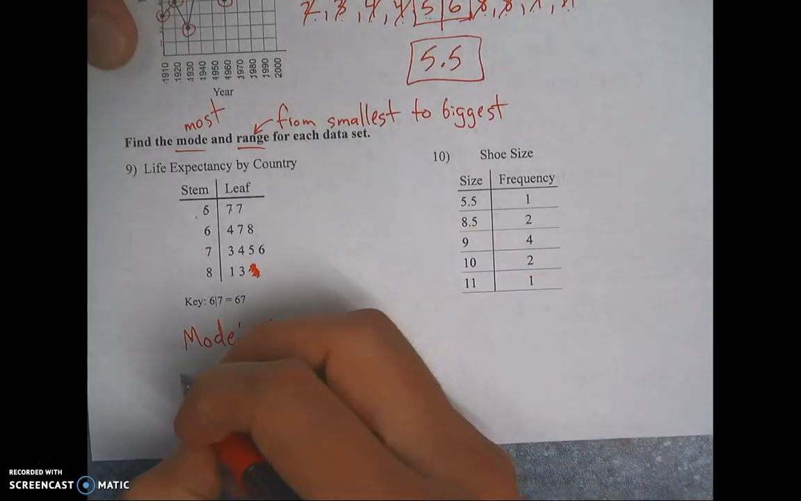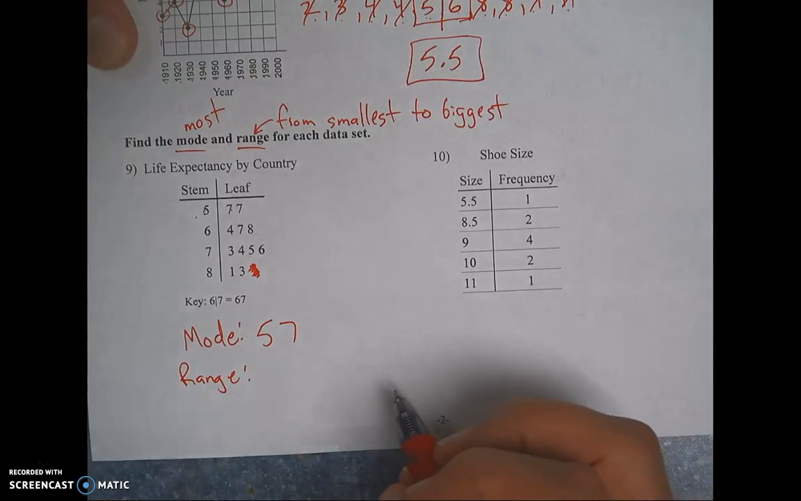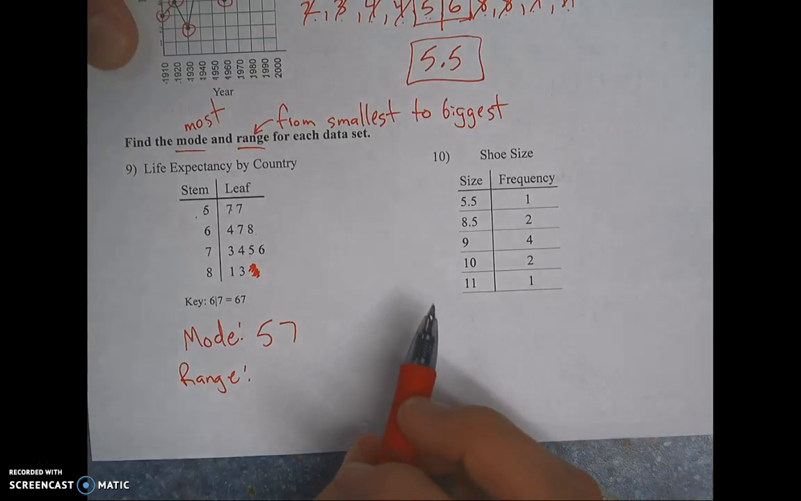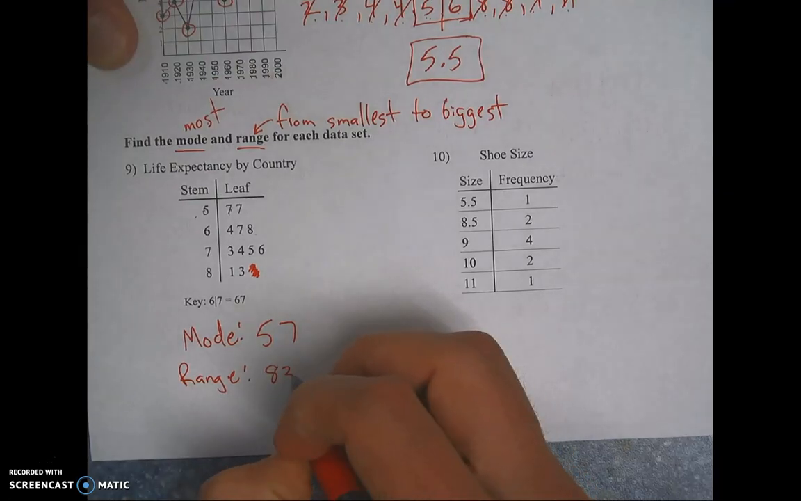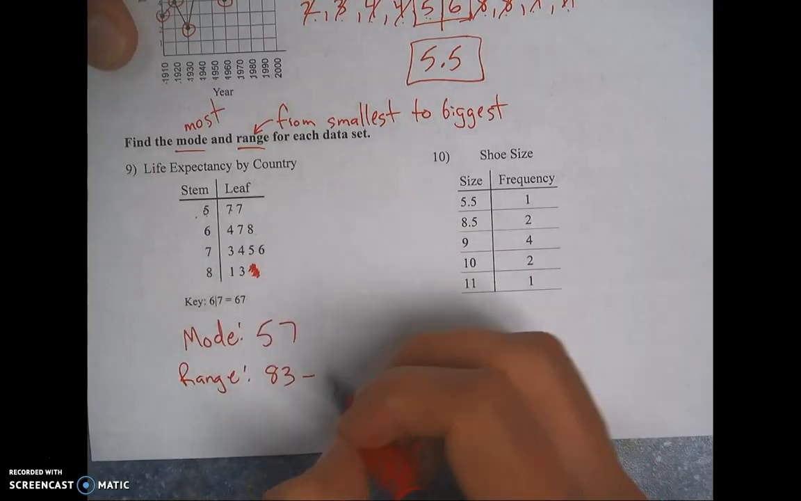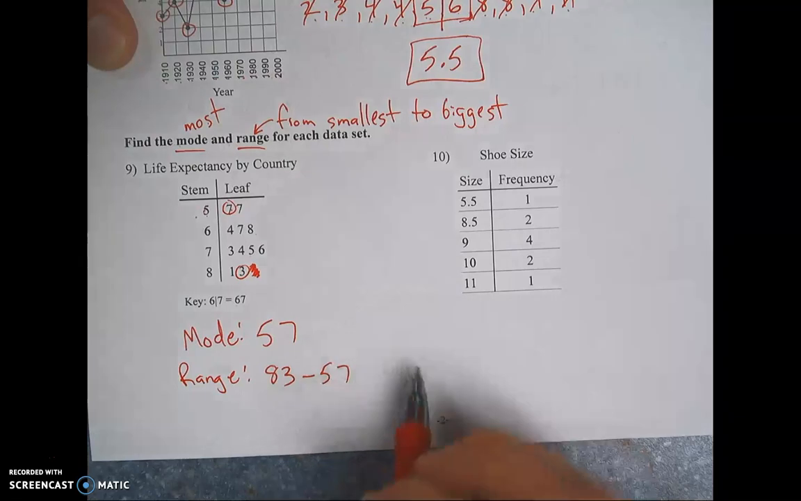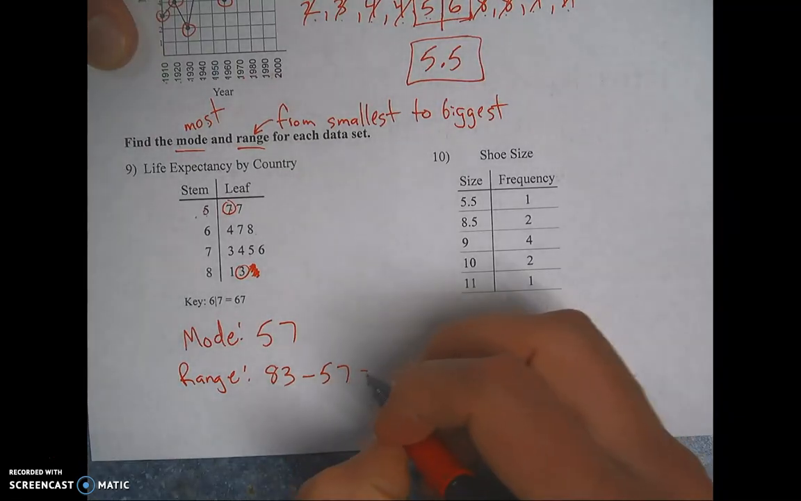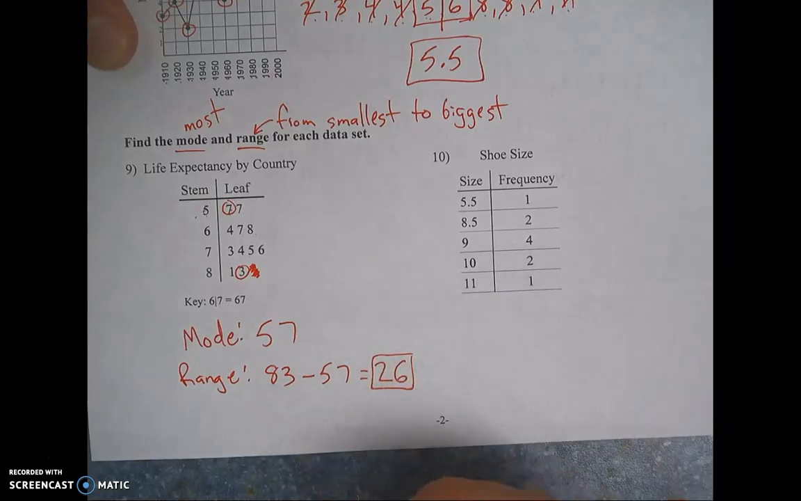Okay, the range is your distance from the smallest to the largest. Well, the largest is 83. And if I want the distance to the smallest, I'm going to subtract. The smallest number is 57. So I can just go from this number to this number. And if I subtract those two, I get 26, and that's the range.